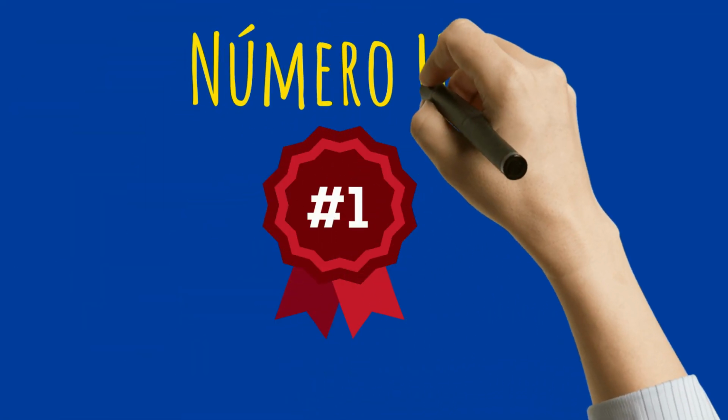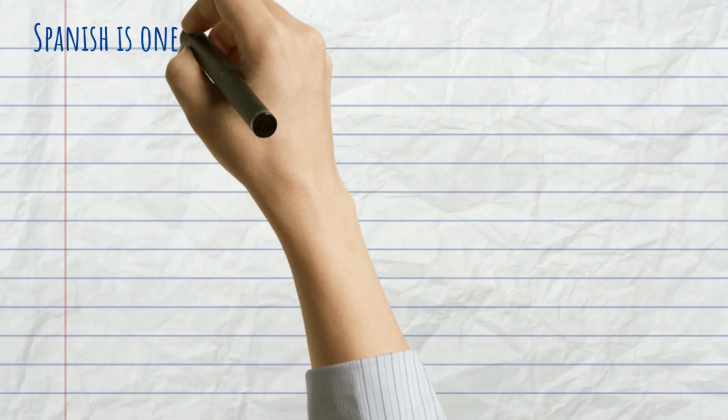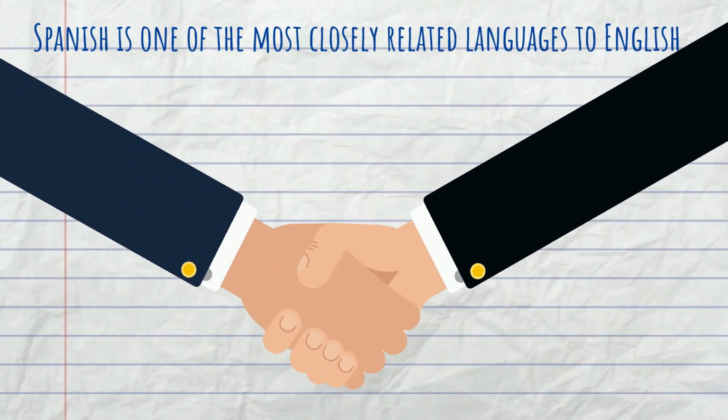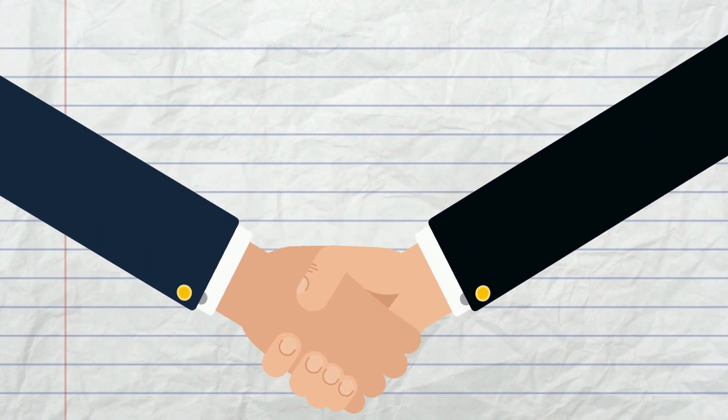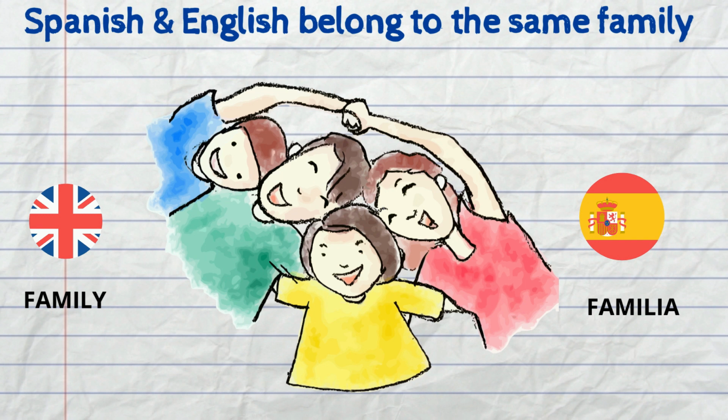Número 1, number 1. Did you know that Spanish and English are closely related to each other? That's right. Spanish is closely related to English. Both Spanish and English belong to the same family of languages, the Indo-European languages. So, next time you think of Spanish as a foreign language, think about it more as a distant cousin.